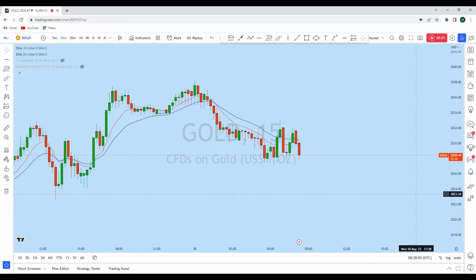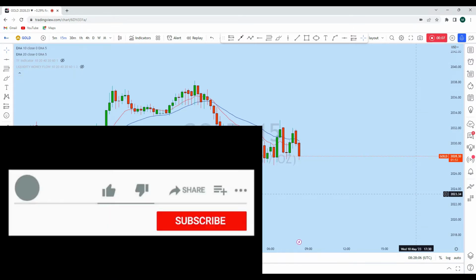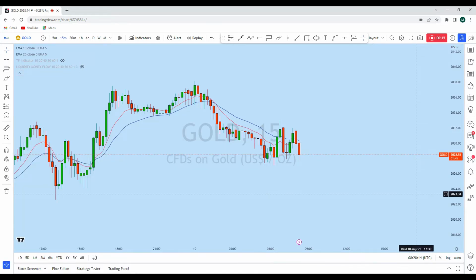Hello trader, I'm going to do a complete multi-time frame analysis on gold. Let's see what kind of trading opportunity we currently have in this instrument. As you can see from the lower time frame perspective, gold is showing significant trading opportunity.